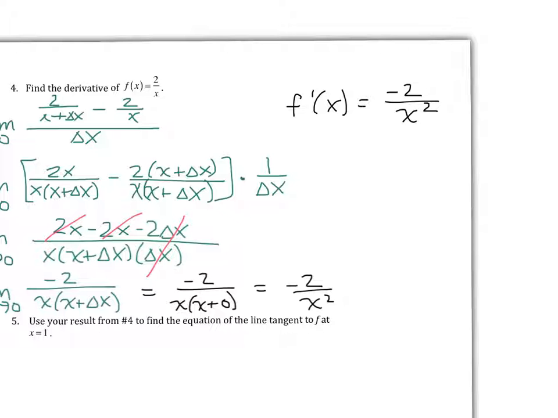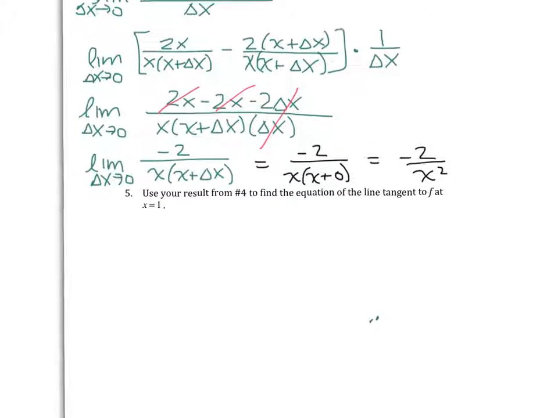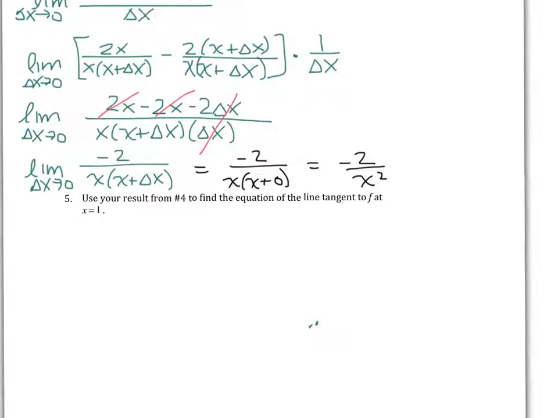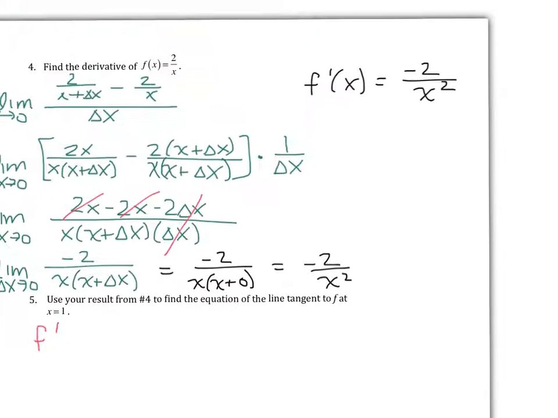Okay, and we will actually be doing that in part 5. So it says use your result from number 4 to find the equation of the line tangent to f at x equals 1. In order to find the equation of a line, I need the slope and I need a point. To find the slope, we are going to use our derivative. So we had f prime of x.